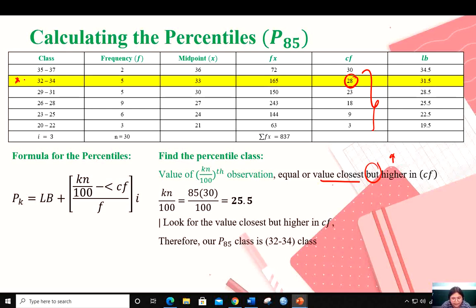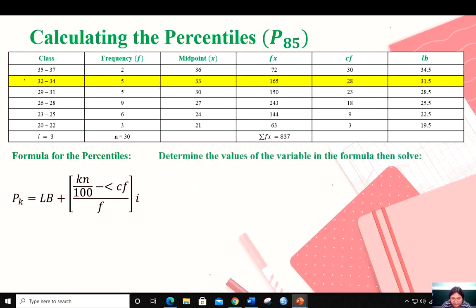So, ibig sabihin, dyan natin kukunin lahat ng data na i-input natin sa calculator or i-input natin sa formula ng percentile. Now, let's get the percentile of 85. Lower boundary is 31.5. So, as you can see, our K is 85. Our N is 30. This is our cumulative frequency. So, less than CF yung nasa baba kasi preceding. Less than, ibig sabihin yung mas mababa sa kanya. So, 23.